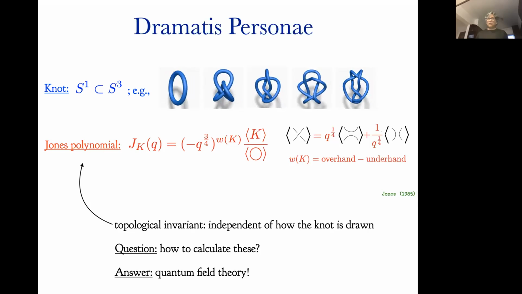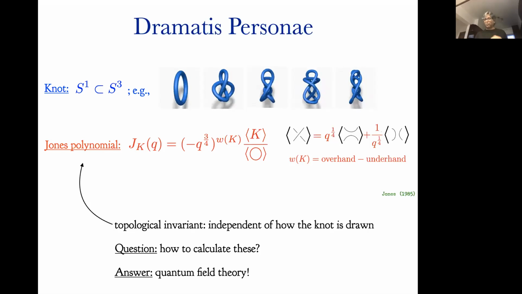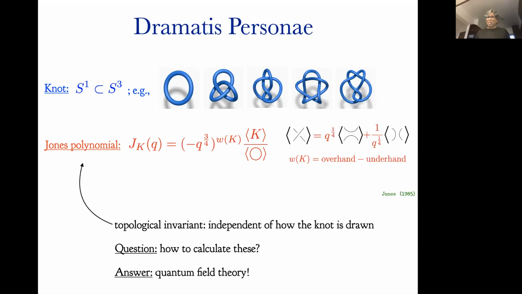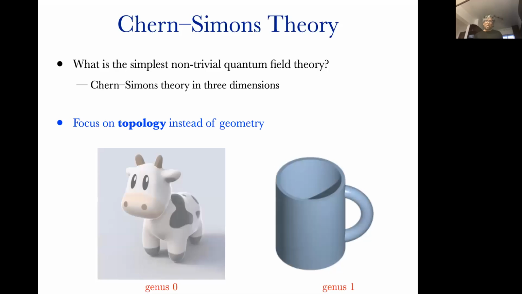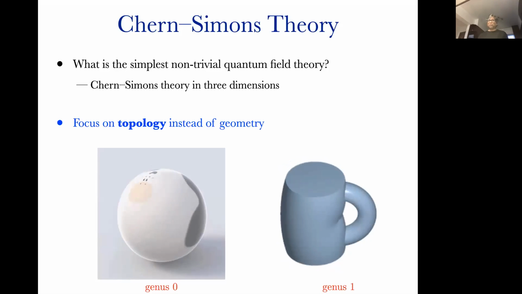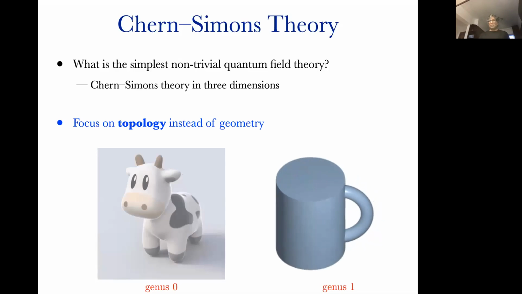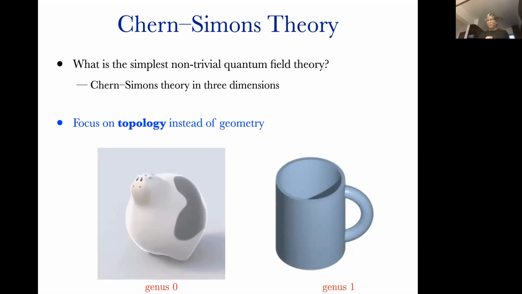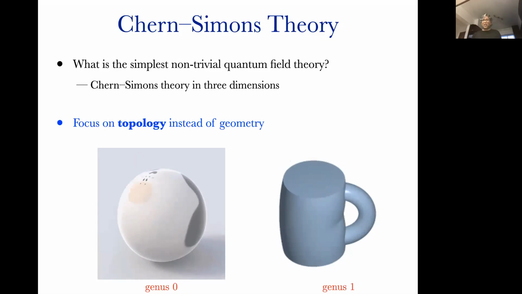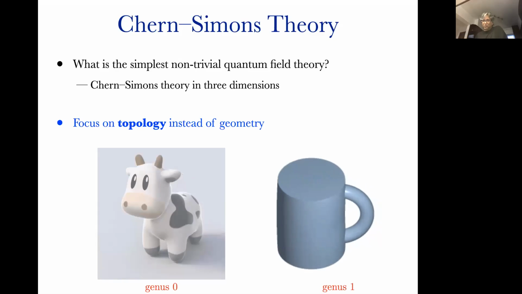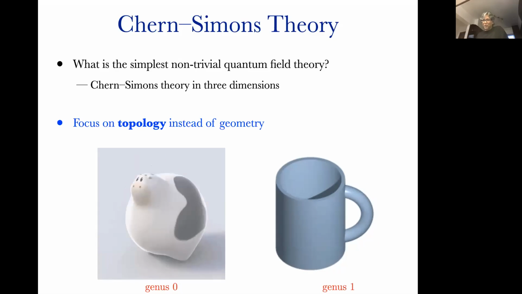One technique to compute these polynomial invariants for knots is using quantum field theory. So that's the entry point for physics into a mathematical problem. So you can ask, what is the simplest non-trivial quantum field theory? In 3 dimensions, this turns out to be a theory called Chern-Simons theory, and it's topological. It means that the metrical structure of your geometry doesn't really matter when studying the physics of this theory. So we focus on topology instead of geometry. And physics is famous for the spherical cow approximation, where we treat cows like spheres.